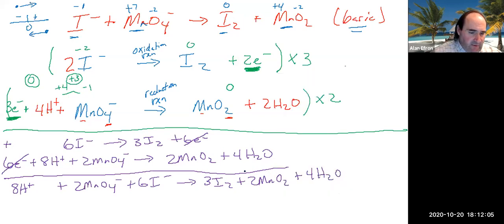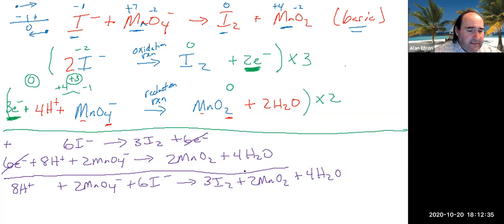If you just do a quick look at it, we have 8 hydrogens on each side, 2 Mn on each side, 8 oxygens on each side, and 6 iodides on each side. Grand total charge on the left is plus 8 and minus 8, which is 0, and 0 on the right. So again, if we were doing acidic conditions, we would pretty much just put a box on it and be done. But since we are not doing acidic conditions, we have one more step here.